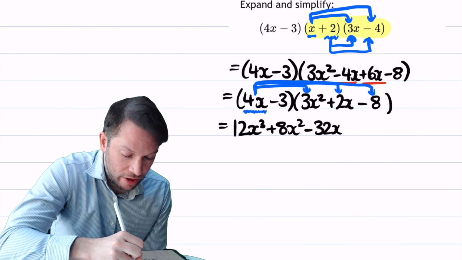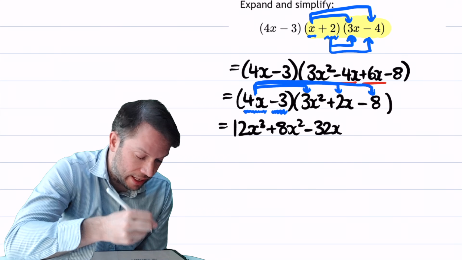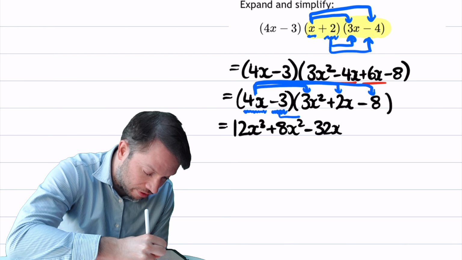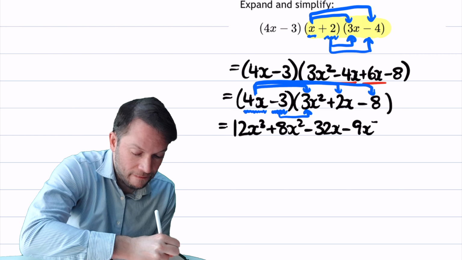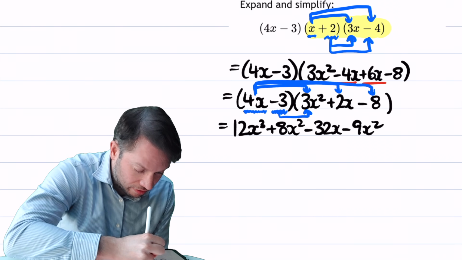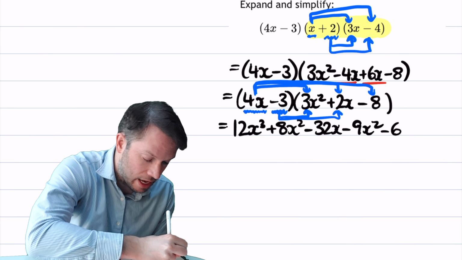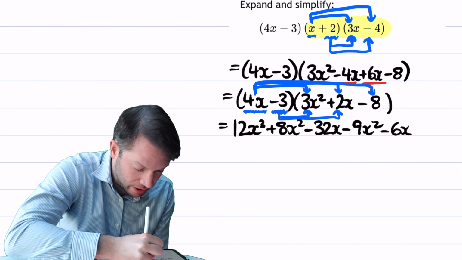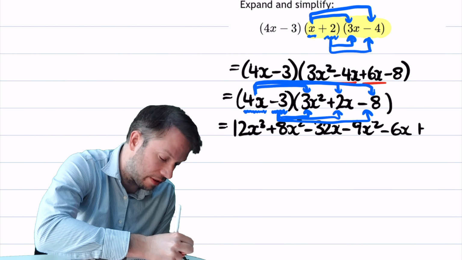And now we're going to do this second term in the first bracket multiplied by each term in the second bracket. So we're going to do the minus 3 times the 3x squared, which is minus 9x squared. We're going to do the minus 3 times the 2x, which is minus 6x. And we're going to do the minus 3 multiplied by the minus 8. Negative times negative is positive, so it's going to be plus 24.